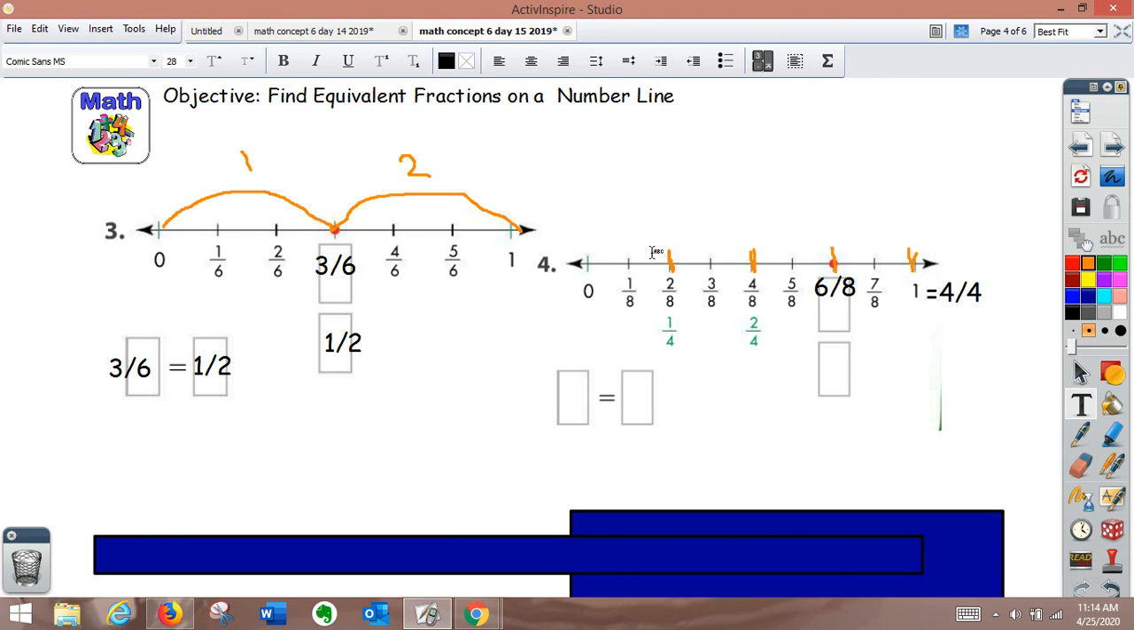Okay. So let me count. 1, 2, that's got to be 3/4, doesn't it? That's got to be 3/4, which means that 6/8 is equal to 3/4. And yes, I could also say 3/4 is equal to 6/8. That says the same thing. They mean the same thing. Okay?